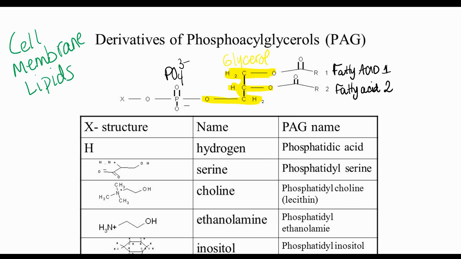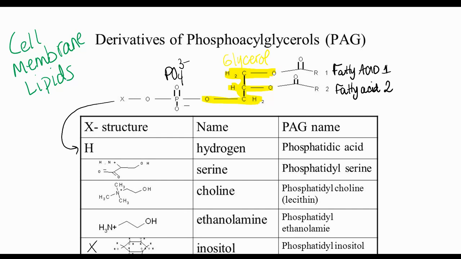And then that phosphate group, in the most simple structure, it could just have an H. But there can also be other things attached onto phosphate. You could have serine, you could have choline, ethanolamine, inositol. I won't stress this last one. So this, I'm going to put an X. You don't need to know that guy too much.